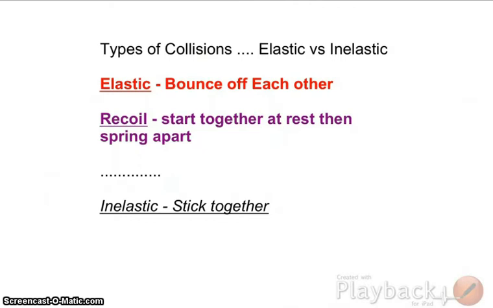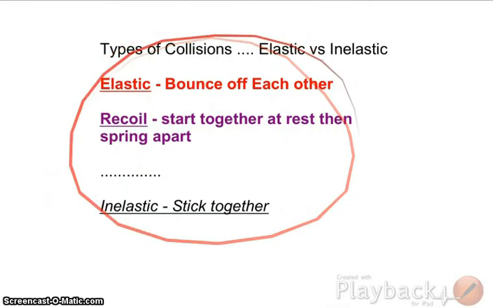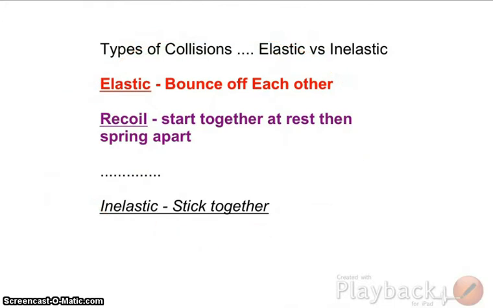And the third type of collision is the inelastic. We're going to look at inelastic collisions next time. Inelastic are when 2 things stick together after they collide. But for all 3 of these types of collisions, momentum is conserved, which means your momentum before equals your momentum after.